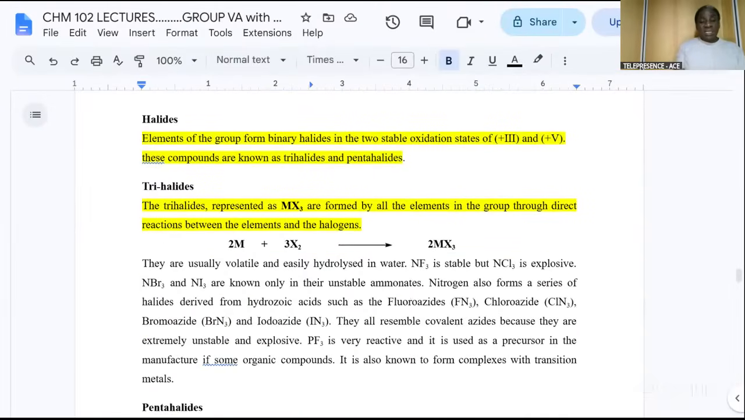Let's go to the halides. Like I told you, everything that I've given you in your notes is very important. But I have highlighted some things that will help me explain the principle to you. That is why some things are highlighted. They are not supposed to be highlighted.